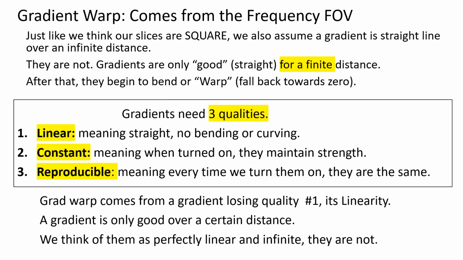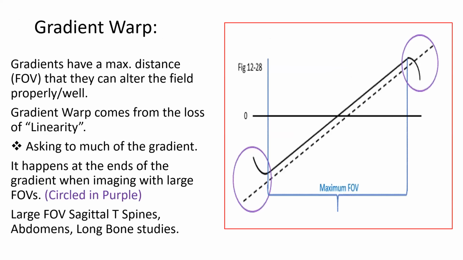So linearity is what happens. You're losing linearity when you get gradient warp. Okay, so here's a depiction of gradient warp. You turn on the field gradient, you turn on the frequency field of view, and it's great for the vast majority of it. But at the ends, circled here in purple, the gradient just can't do it anymore. You're asking too much of the gradient. And the gradient starts to fall back to zero. So you're losing linearity, and the precessional frequencies in this purple area here are starting to alter.